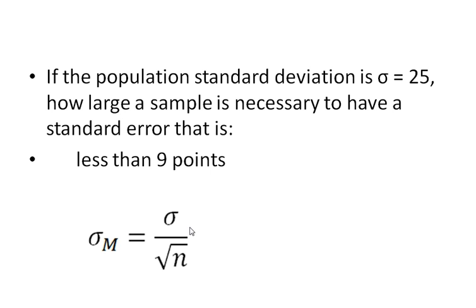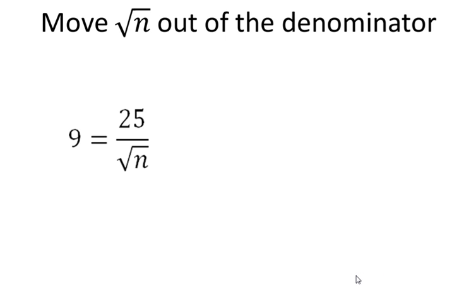So what we have here is our standard deviation, our sample size, and our standard error. We know the standard deviation for the population because we have it up here. We know that we're looking for a standard error that is 9 or less, or I should say less than 9, so we're going to put 9 here. We're going to come back to how we get to less than 9 towards the end. So all we need to do is solve for n.